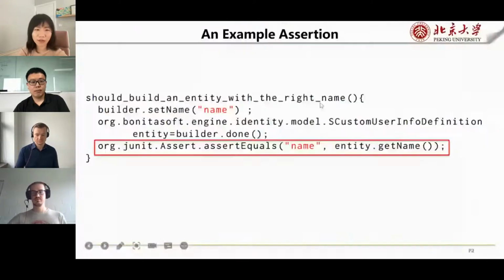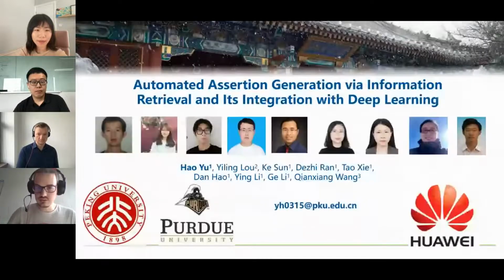Okay, thank you very much. So our next talk is about automated assertion generation via information retrieval and its integration with deep learning. The speaker is Hao Yu from Peking University, China. Okay, thanks for your introduction.